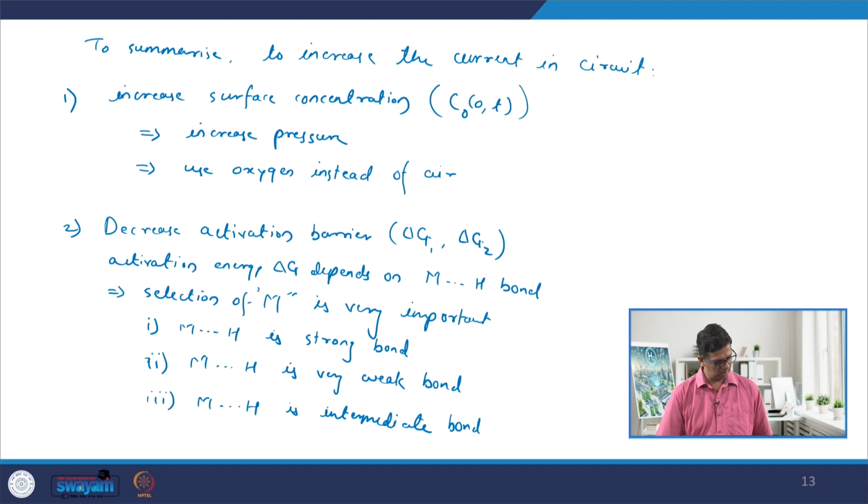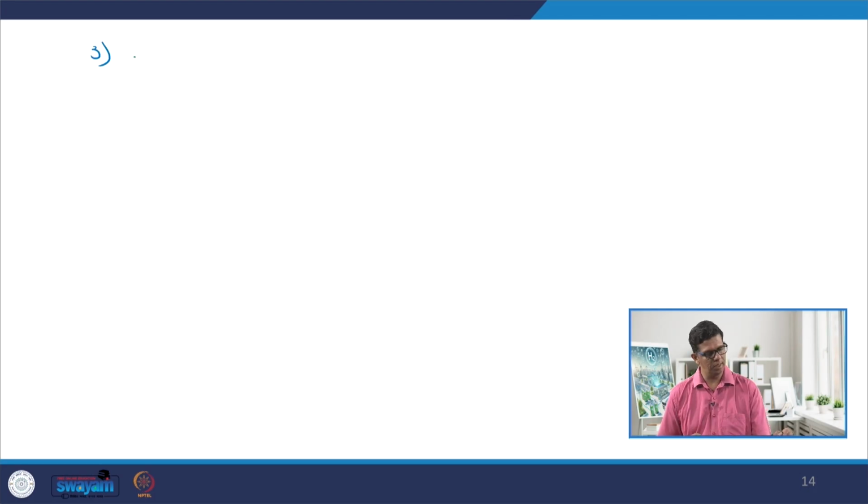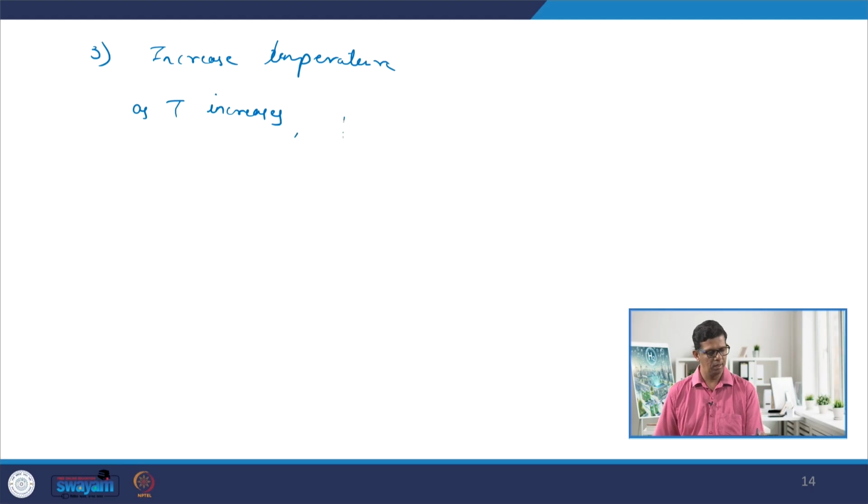What is the third step to increase the current? So, we can increase the temperature. As temperature increases, the current increases, because thermal energy in the form of increased temperature is made available for the reactions.